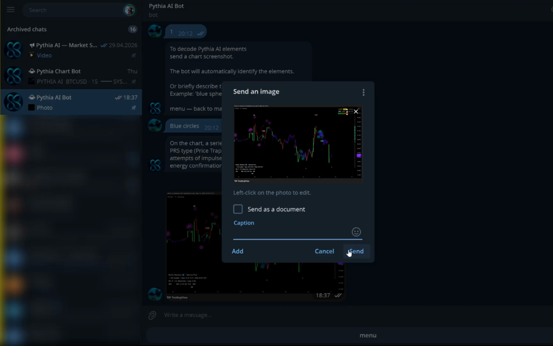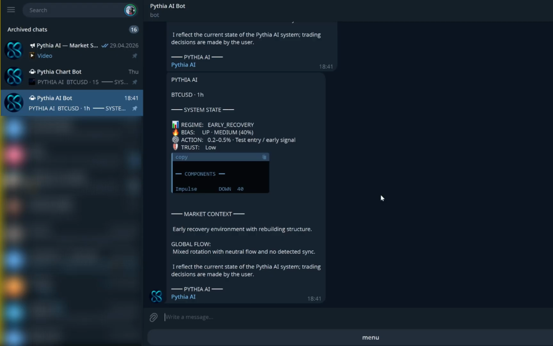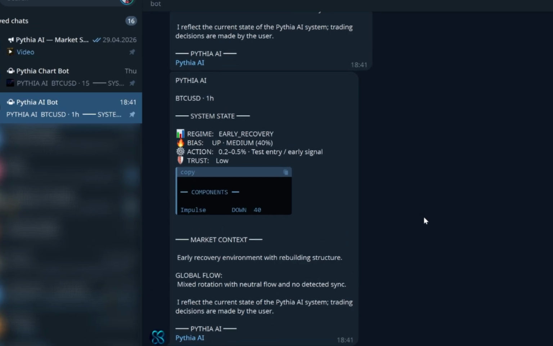You can simply send the bot a screenshot of the chart and it will generate a short report describing both the selected instrument and the current intermarket environment. The report intentionally contains only key information to help traders evaluate conditions quickly.